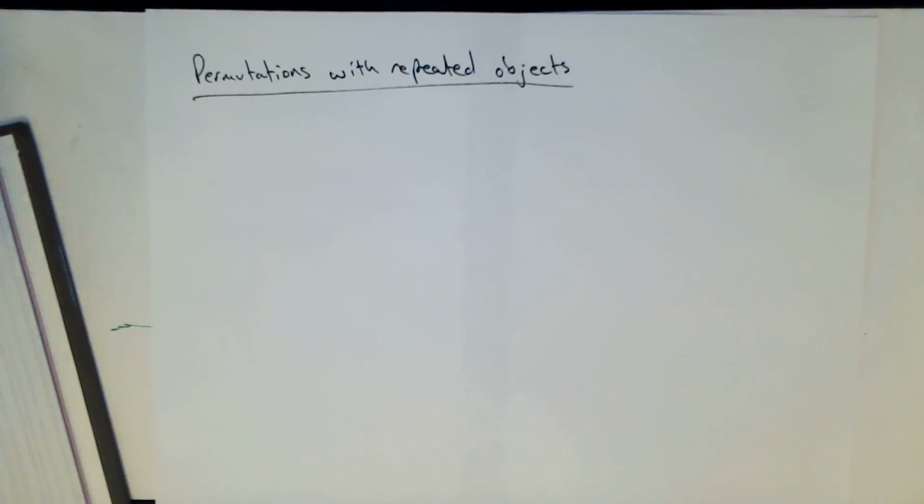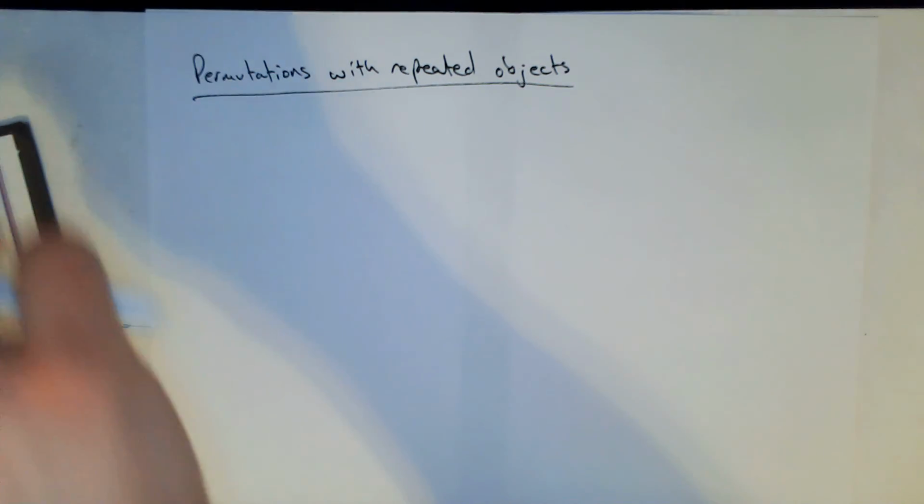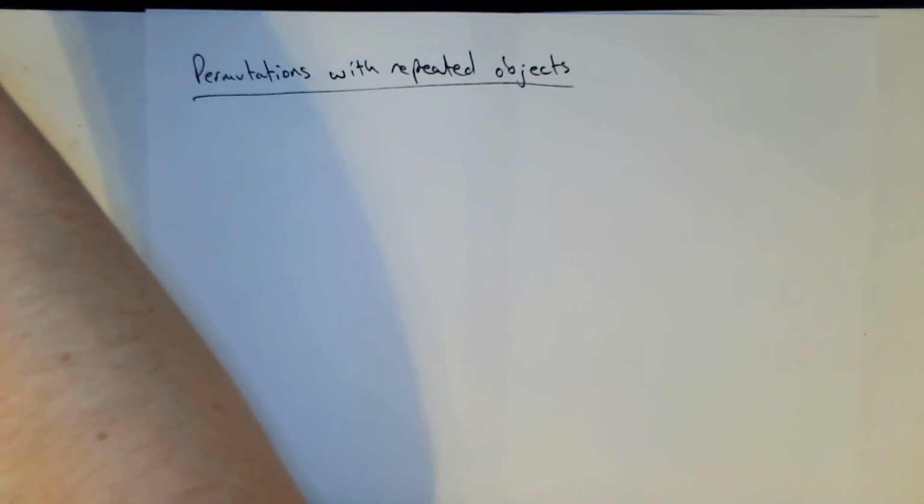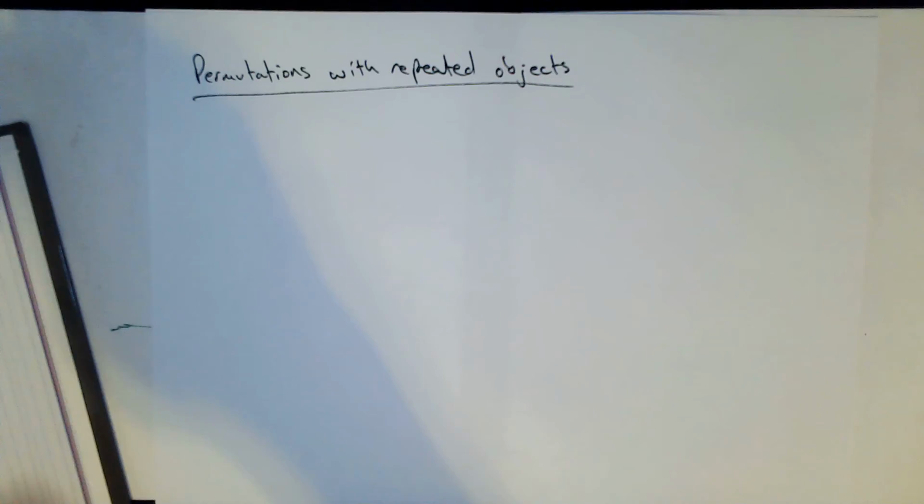Right, so this formula is going to be for things where, within the group, things are repeated. So what is the formula here?